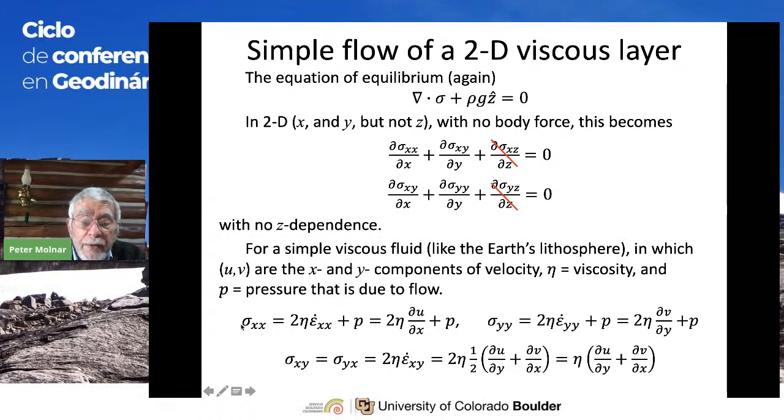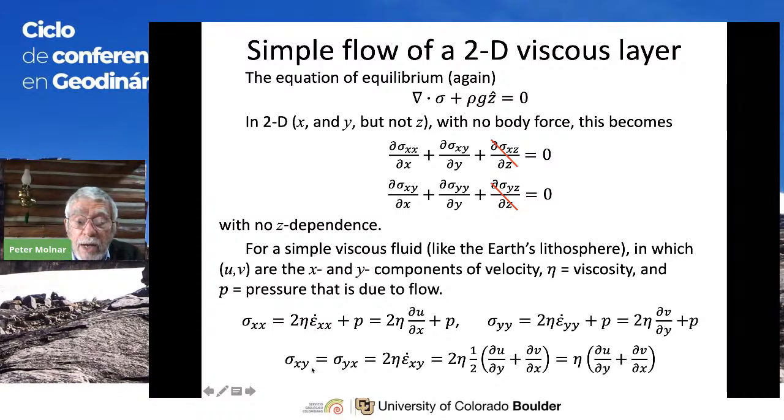So we define the horizontal compressive stress as 2 times the viscosity times the horizontal component of the compressive strain plus the pressure. And this horizontal component of compressive strain is simply the gradient in the speed, in that component of speed, du/dx. The same for the y component. Again, it's 2 times the viscosity times the yy component of compressive strain rate plus the pressure. And so we write it this way.